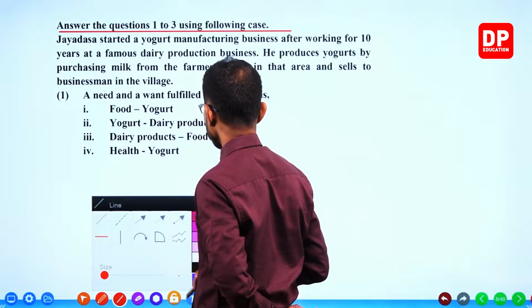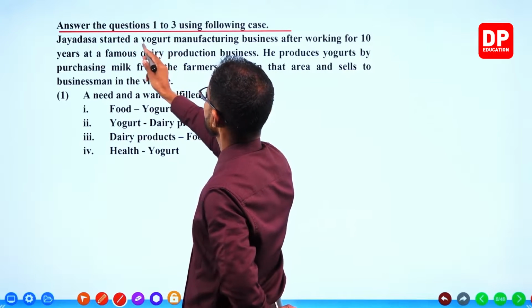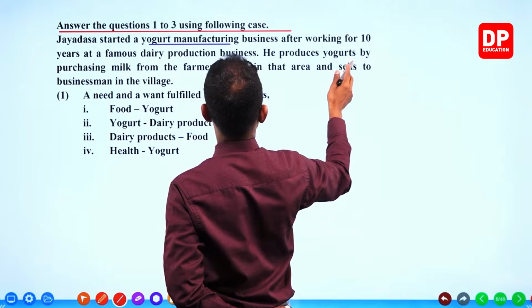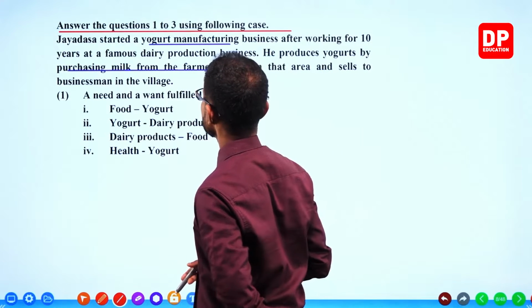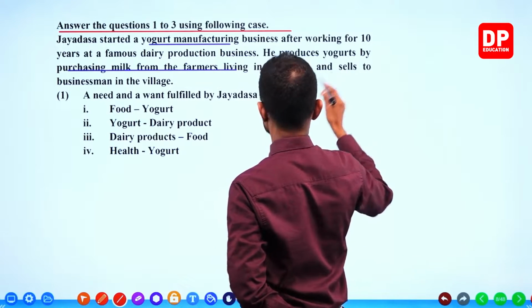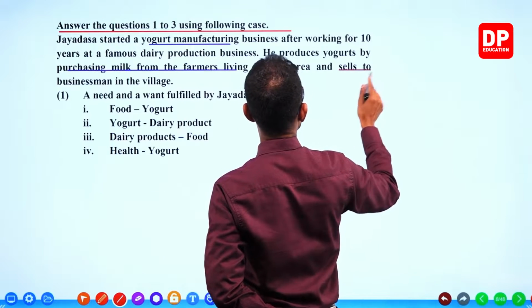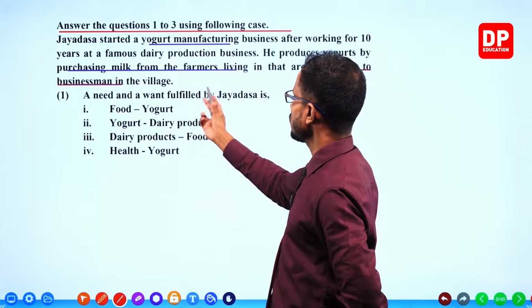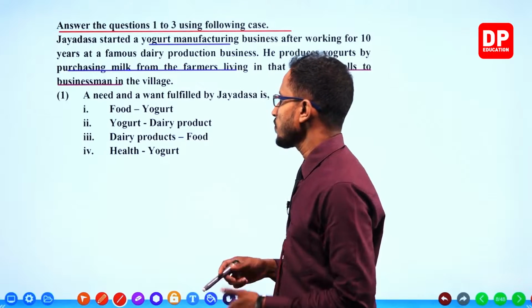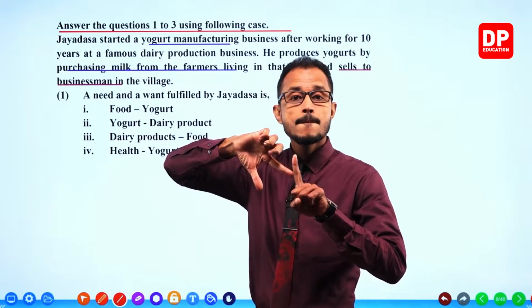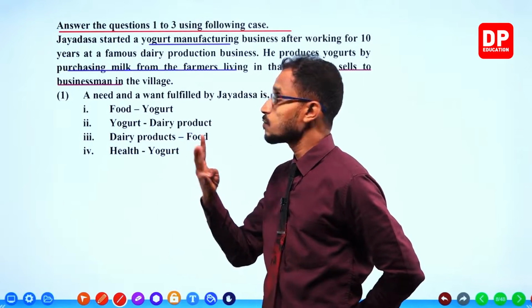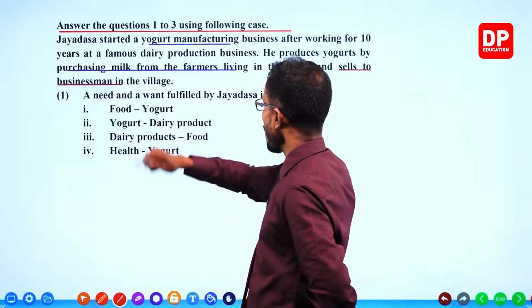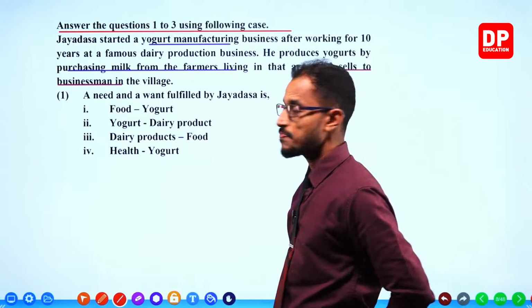Important points. Let's just underline the few important points. Yogurt manufacturing, purchasing from farmers, selling to businessmen. A need and a want fulfilled by Jayadasa's business. First of all, we have to mark the need, then the want. Need is food. Want is yogurt. Yeah, this is the answer.